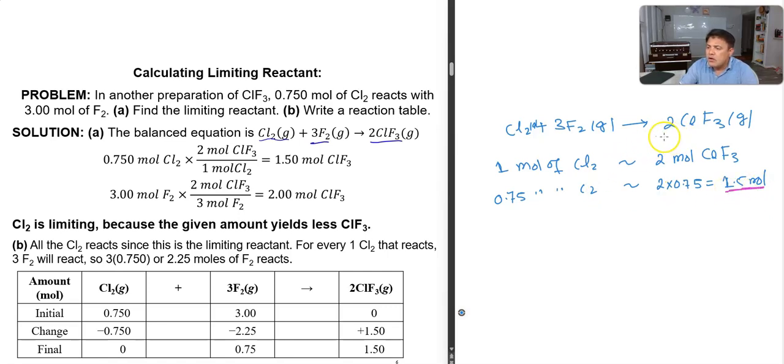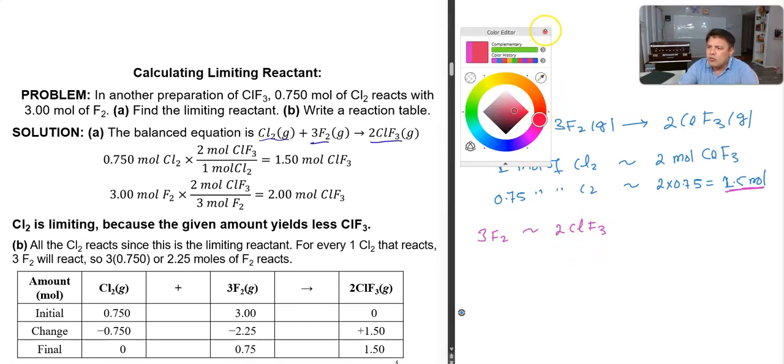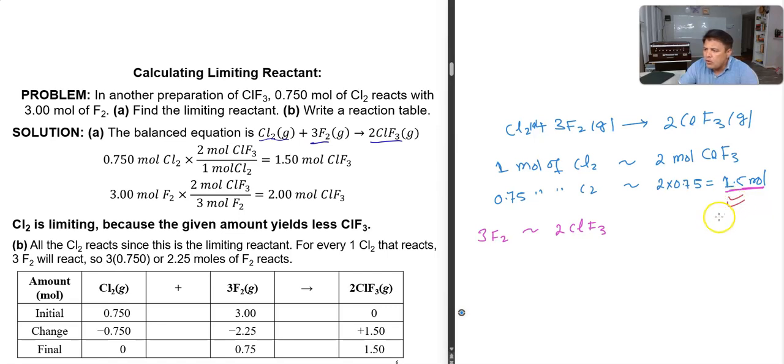Okay guys, now the other is 3 mole. 3 mole of 3F2 is equivalent to 2 ClF3, right? But how many moles? 3 mole, okay, so this means 2 mole, right? Oh, okay, it's easy for comparison. So one produces 1.5 mole, other produces 2 mole. Which produces more? Fluorine produces more, right? So fluorine produces more ClF3 and the chlorine produces less.